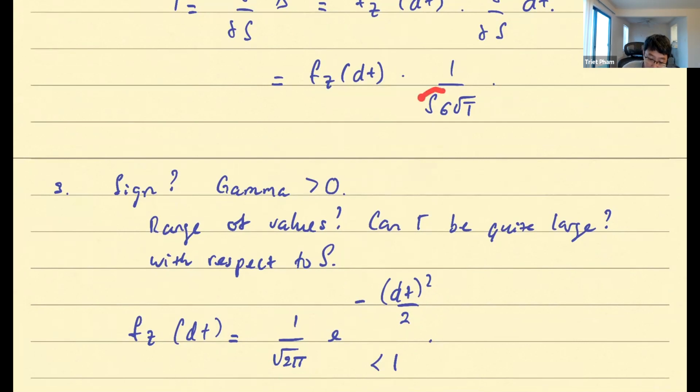But here you divide by S. Here you divide by S. And that's where it could get tricky. Because if S gets too large, that's fine. Then the gamma actually gets small, right? But what if S gets small? What if S goes to 0? Can the gamma blow up?